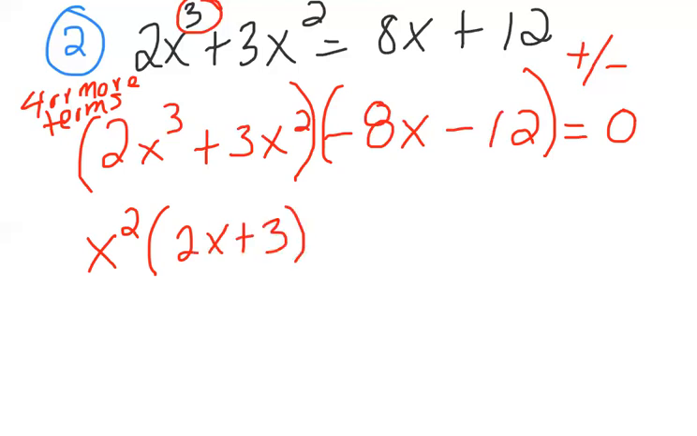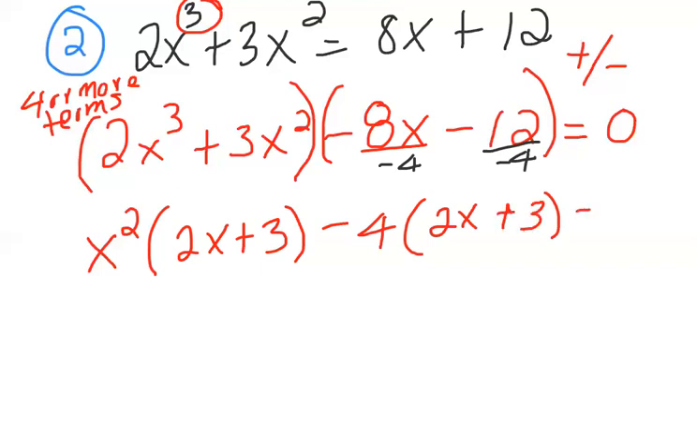Next, I'm going to move on to the second group. What do these 2 terms have in common? They have a negative 4 in common. If I take negative 8x and I divide it by the negative 4, guys, I'm left with a positive 2x. And if I take the negative 12 and I divide it by the negative 4, that's going to leave me with a positive 3. It is critical, guys, when you are factoring by grouping, that these 2 parentheses are identical. If they're not, something's wrong, or the problem just cannot be factored by grouping.